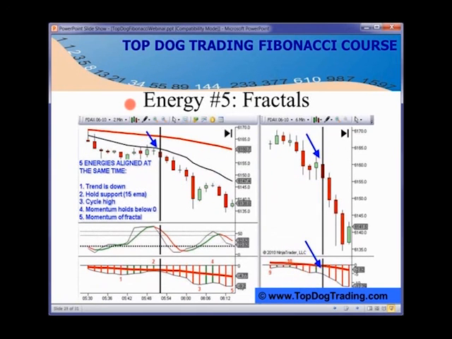And the 5th energy is the fractal energy. Again, simply looking at the next higher time frame. Here's a 2-minute chart. Here's a 6-minute chart. This would be my fractal energy. And all I'm doing is looking here at my setup chart.